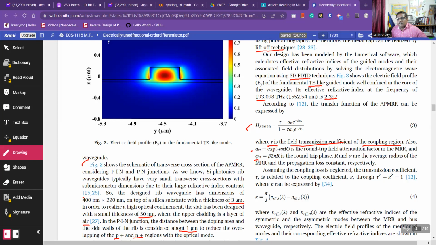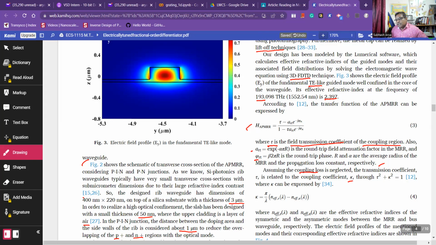So the first one is the round trip attenuation and the second one is the round trip phase. R and alpha are the average radius of the MRR and the propagation loss constant respectively. Assuming the coupling loss is negligible, the transmission coefficient tau is related to the coupling coefficient.